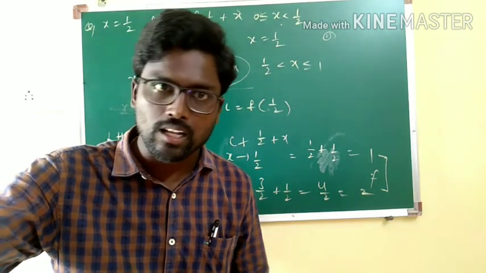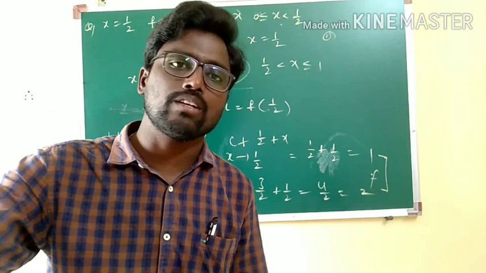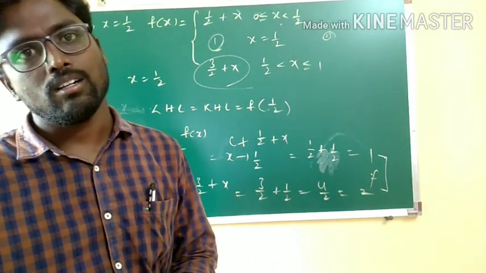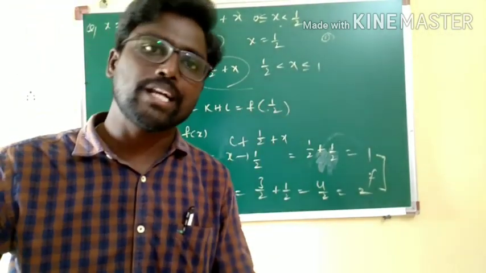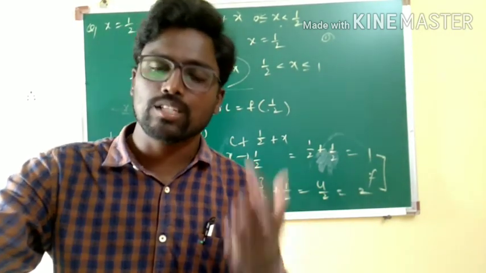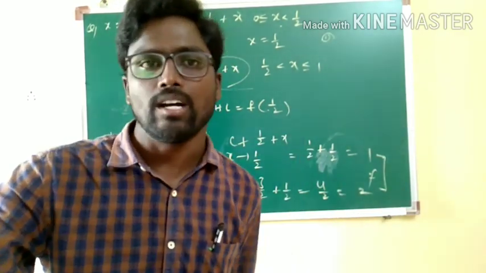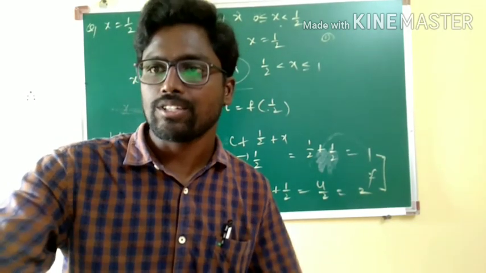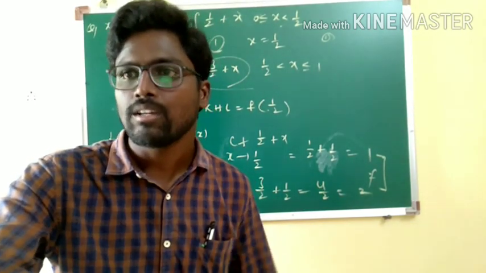As LHL is not equal to RHL, we need not check the f of 1 by 2 value. It is a failure in the case of limit existence only. As it fails in limit existence, you just forget about the function value, and hence you will write that the function is discontinuous at x equal to 1 by 2.